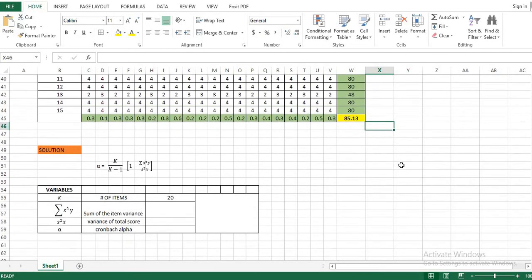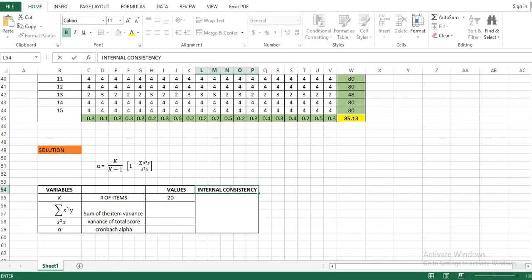Now we are going to apply the formula, this formula for the Cronbach alpha. So this is what we call the values, and of course the internal consistency. Alright, this is the variables, and this is the description. This is the description, merge, alright?